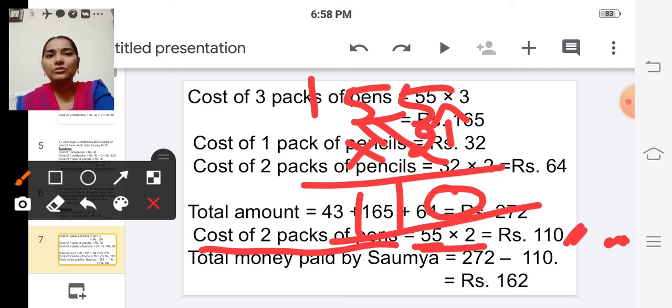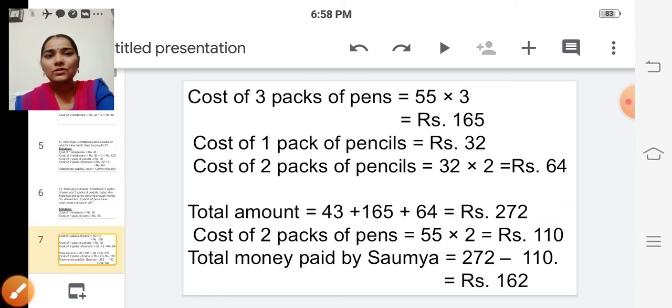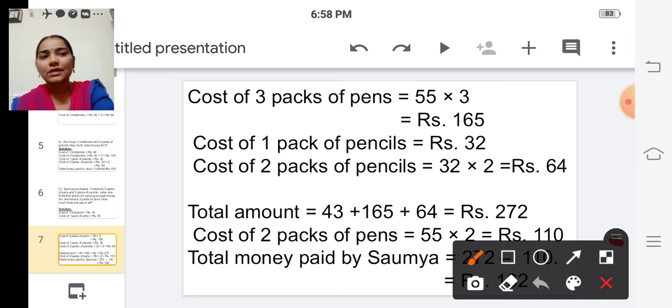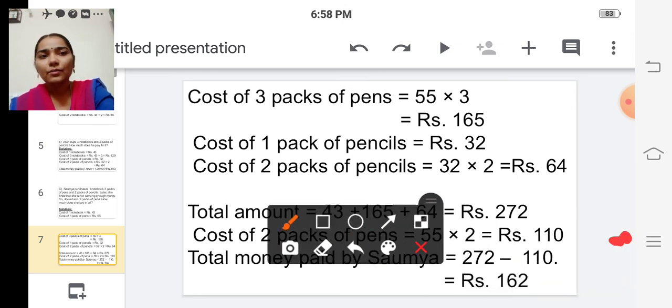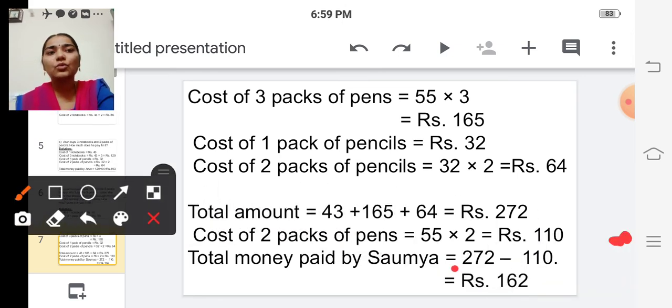So we are going to subtract this 110 from the total amount 272. Okay. So total money paid by Soumya is equal to rupees 272 minus 110.